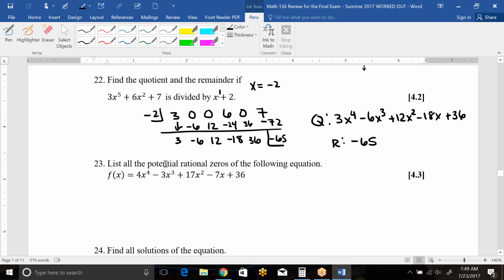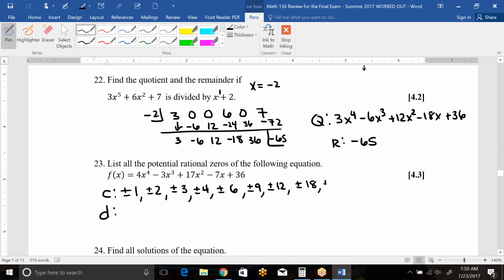For 23, we're only listing the potential rational zeros of the following equation. This is our C over D list. C is our constant at the end. So factors of 36 are plus or minus 1, plus or minus 2, plus or minus 3, plus or minus 4, plus or minus 6, plus or minus 9, plus or minus 12, plus or minus 18, and plus or minus 36. Factors of the leading coefficient, which is D, would be plus or minus 1, plus or minus 2, plus or minus 4.